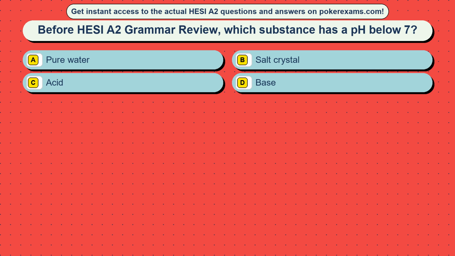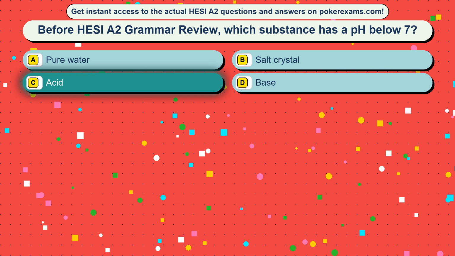Question 35. Before HESI A2 Grammar Review, which substance has a pH below 7? Option A pure water, option B salt crystal, option C acid, option D base. The correct answer is option C, acid.